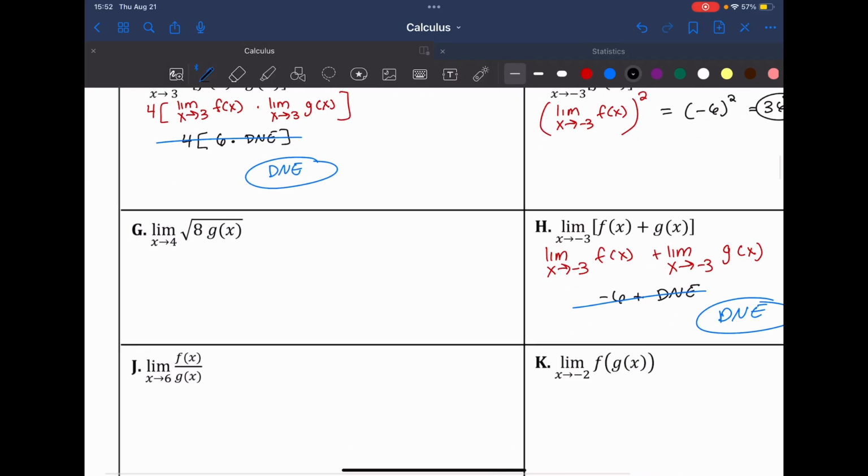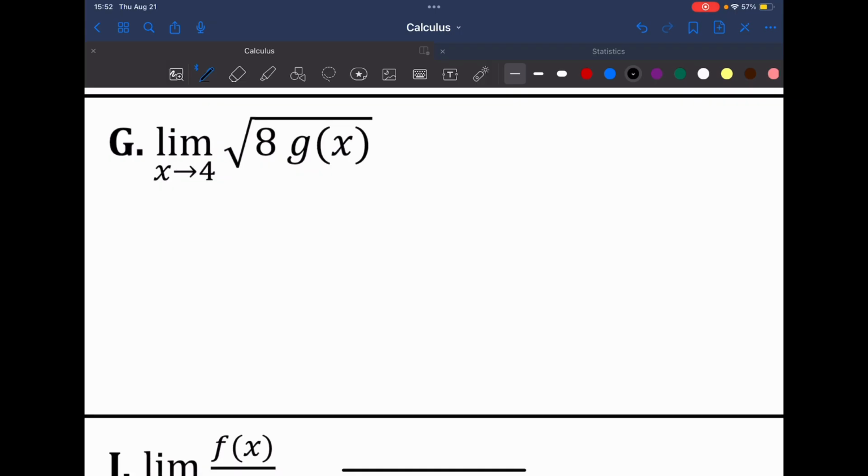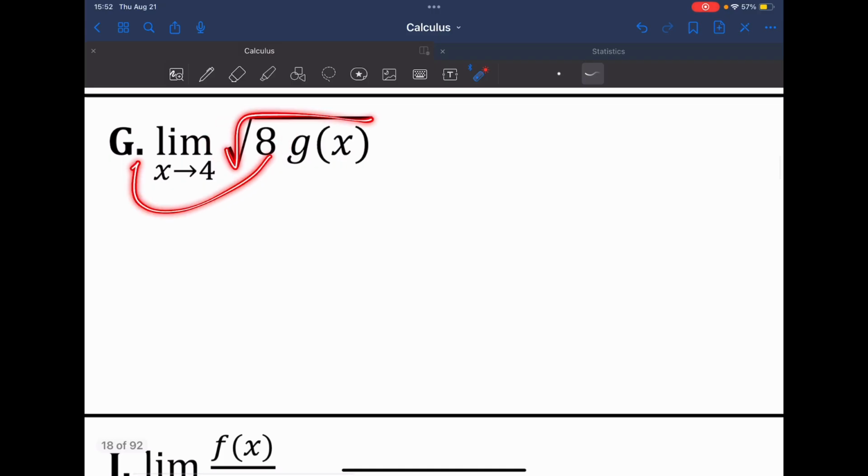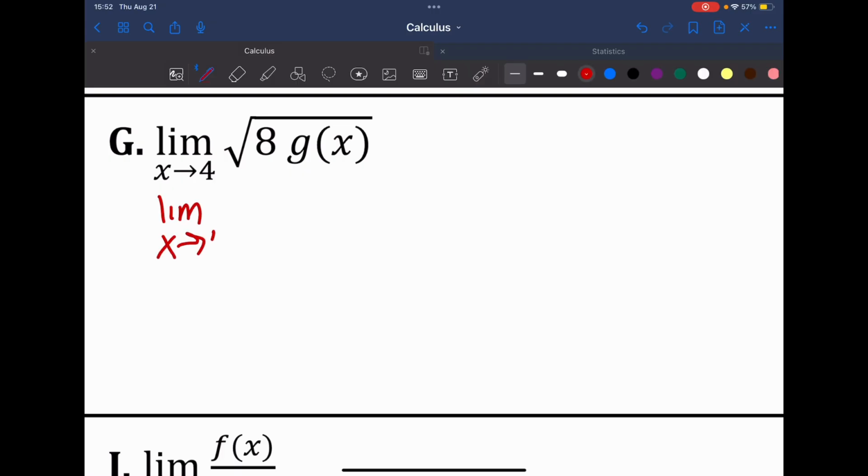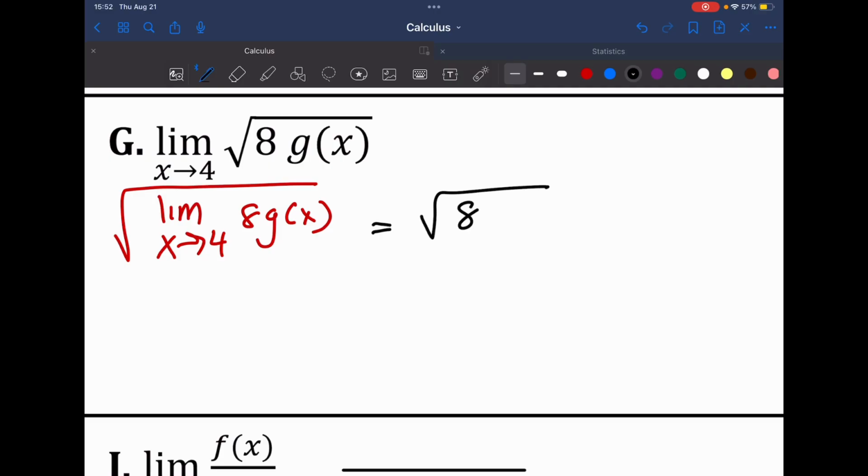Okay, then g. Here I have the root property. Notice, however, it looks like I will have a coefficient here in front of g of x. So because of that square root, I can't just simply take out the 8. If I'm going to do that, I need to also take out the square root of 8. Well, that sounds like a lot of work, so I'm just going to leave it there. So writing this would be the limit as x approaches 4 of 8 g of x, and then we take the square root of the entire thing. Well, the limit as x approaches 4 of g of x is 5, so this is the square root of 8 times 5, which is equal to the square root of 40.